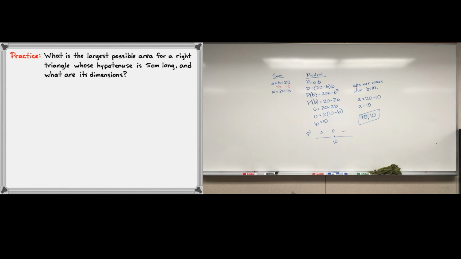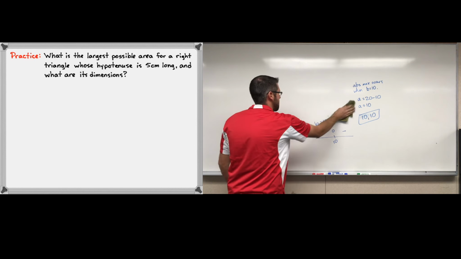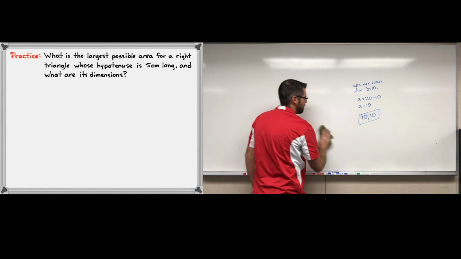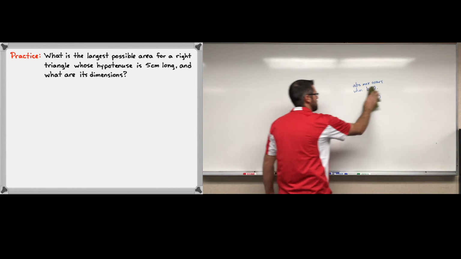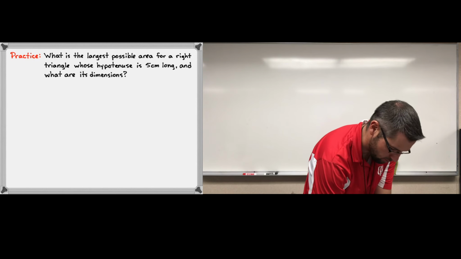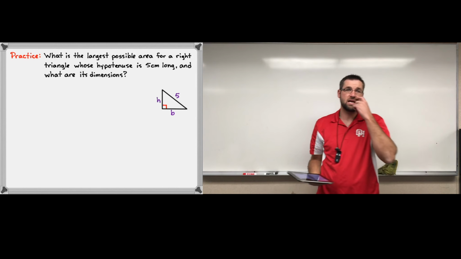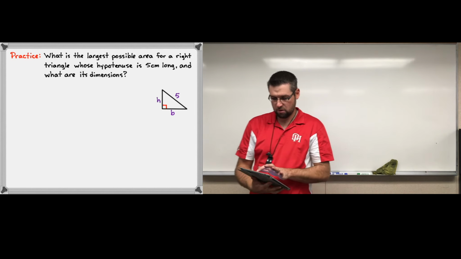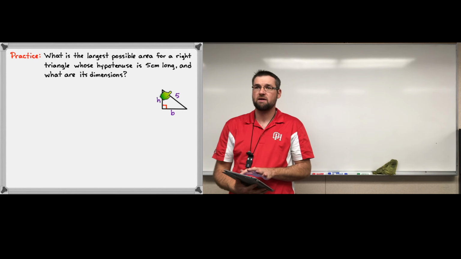This is a fun problem. What's the first step? Very first step: draw a picture. What are we drawing a picture of? A right triangle. So here's my right triangle, and it said that we have a hypotenuse of 5 centimeters. So the 5 goes there.